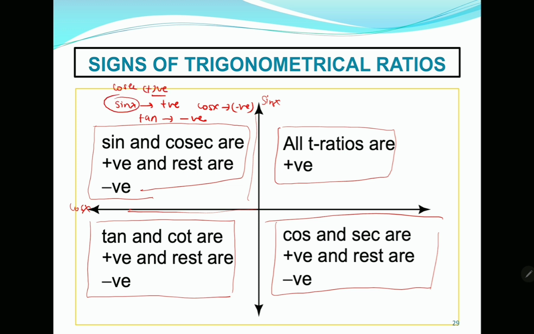There is a small trick to remember the signs of trigonometric ratios, which is "All School to College." All means first quadrant: all trigonometric ratios are positive. School means sine and cosec, which are positive in the second quadrant. This is the third quadrant, tan and cot. And this is the fourth quadrant, cos and sec.